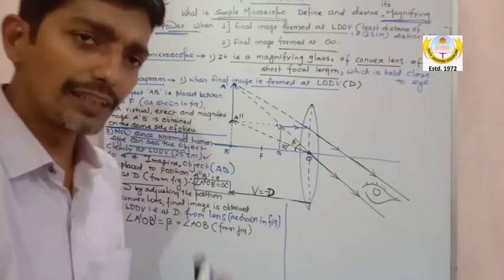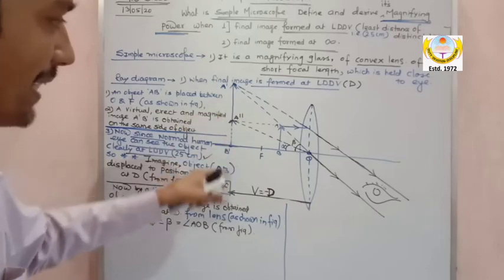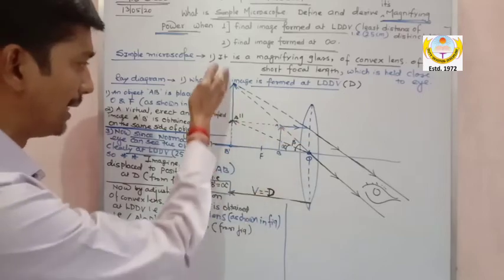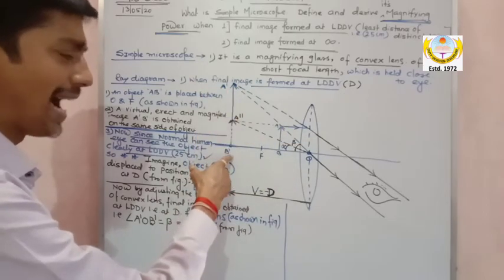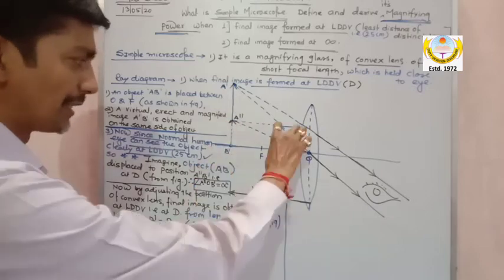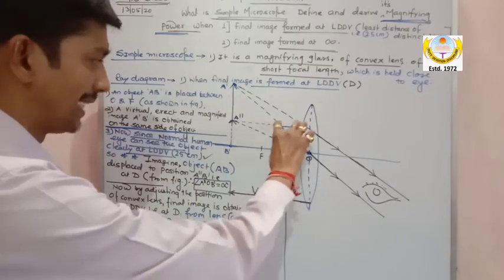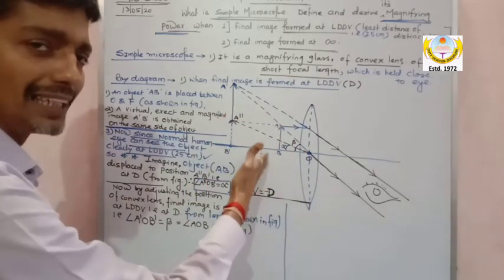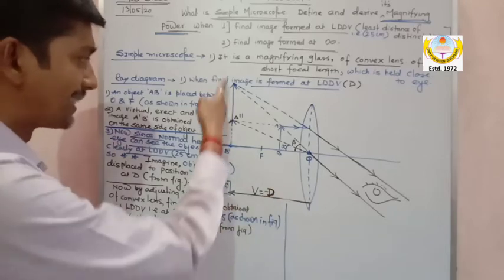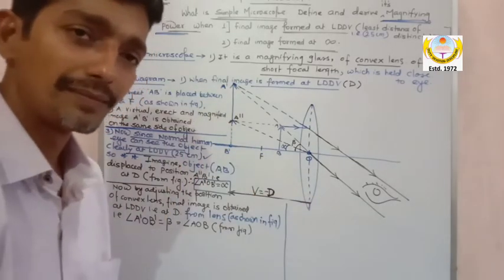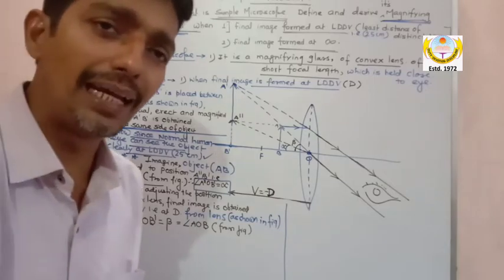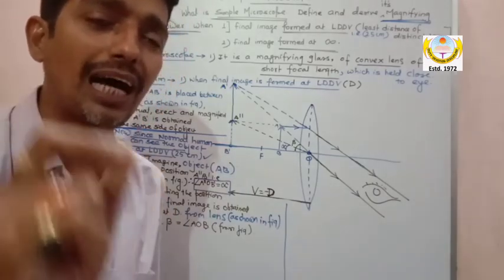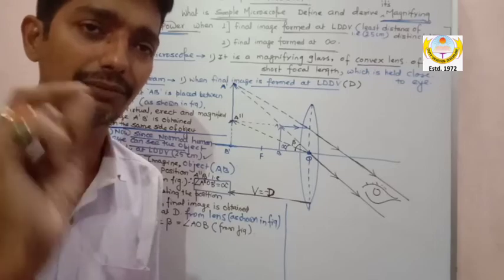So this is the concept, and if you look at the final diagram, it says that the object as well as the image are important. The object is A double dash B dash, which, no doubt, is equal to AB in size. But the object A double dash B dash, which is imagination, may be displaced to the position D, and the image is obtained at D. So here, my dear, take care: both image and object are at the least distance of distinct vision. That is important.